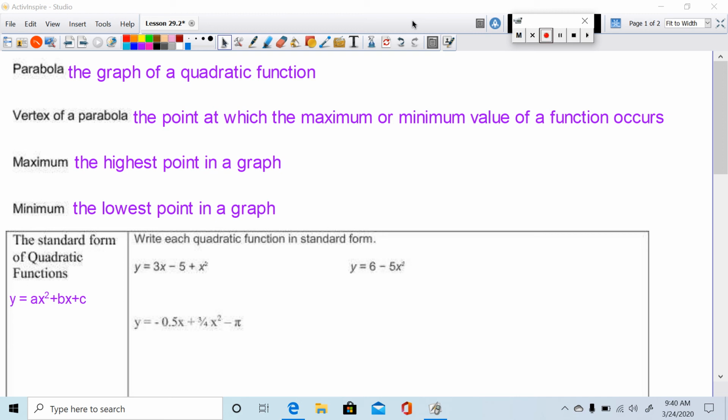The actual highest point is called the maximum. And that's not just for quadratic functions, it's also for polynomials with degree greater than 1. And the minimum is the lowest point in a graph.